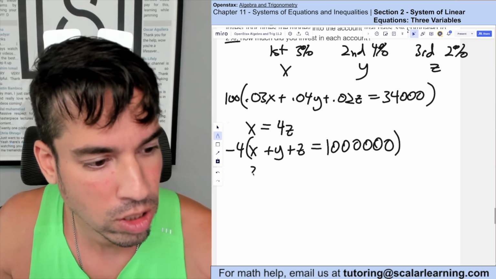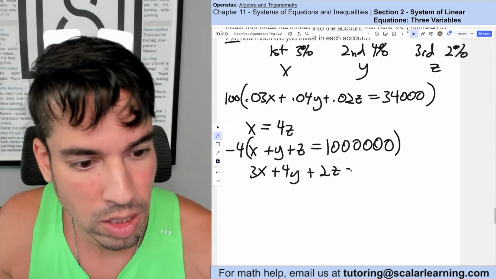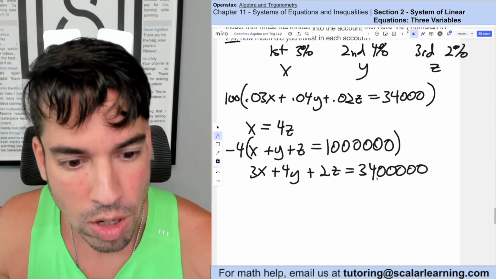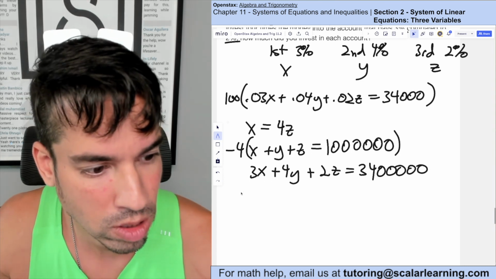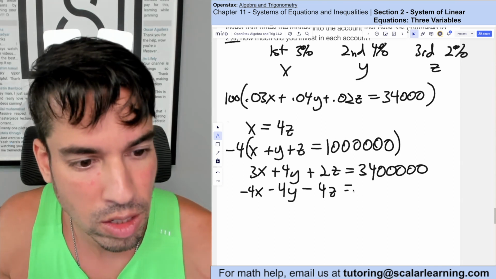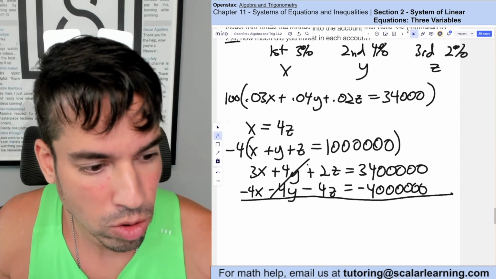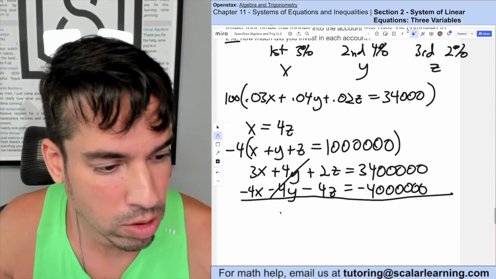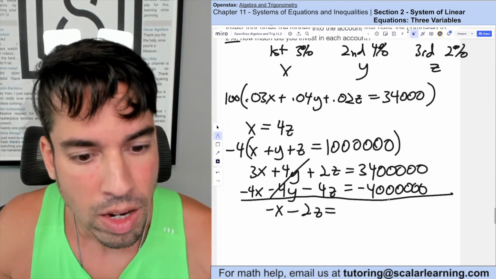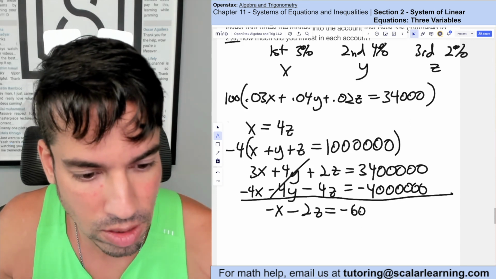So the top equation is going to be 3x plus 4y plus 2z is equal to 34, and then we already had 1,000, we just add 2 more zeros, so that's 3,400,000. This one's going to be -4x minus 4y minus 4z is equal to -4 million. Now we add these together. Those are going to cancel out like we wanted. -4x plus 3x is -x. -4z plus 2z is -2z. And then -4 million plus 3,400,000 is -600,000.